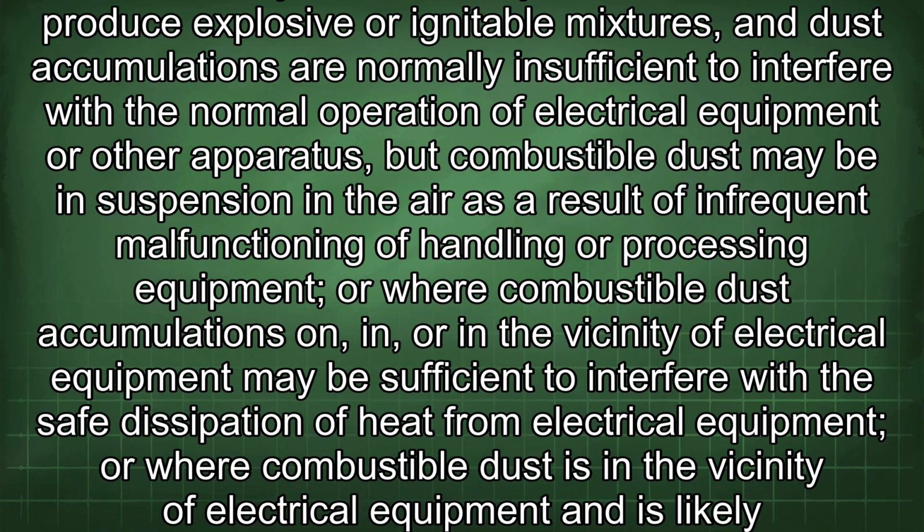Division 2 is a location in which combustible dust is not normally in the air in quantities sufficient to produce explosive or ignitable mixtures, and dust accumulations are normally insufficient to interfere with the normal operation of electrical equipment or other apparatus, but combustible dust may be in suspension in the air as a result of infrequent malfunctioning of handling or processing equipment, or where combustible dust accumulations on, in, or in the vicinity of electrical equipment may be sufficient to interfere with the safe dissipation of heat from electrical equipment, or where combustible dust is in the vicinity of electrical equipment and is likely to be ignited by abnormal operation or failure of electrical equipment.